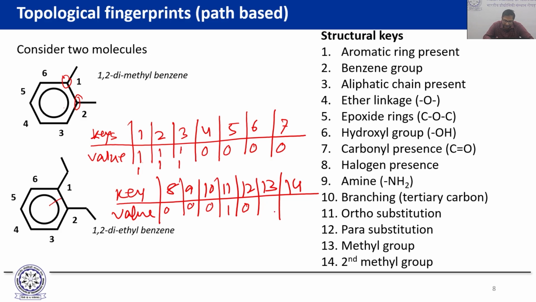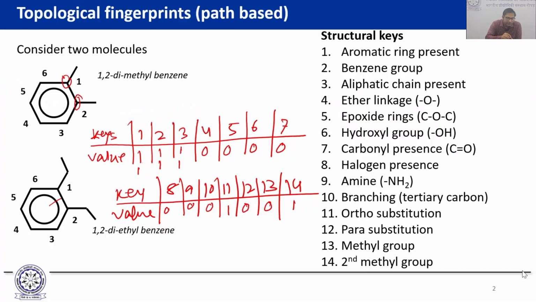And then do I have methyl groups? Yes, I do have methyl groups, and I do have second methyl groups and so on and so forth. So I start putting the values over here. And so then what happens is I end up having two molecules which are actually different, but even though these molecules are different, they do not really have different representation when I look at the structural fingerprints. So this is one of the challenges with structural fingerprints. You can get into a situation where two different molecules end up having the same type of structural fingerprints, and you are not able to differentiate between them.